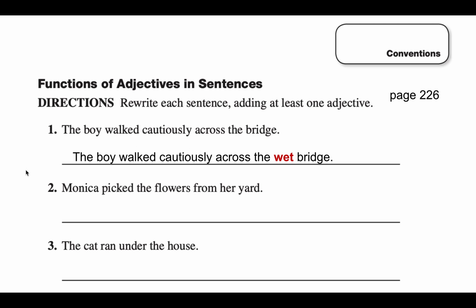Now you're going to do the same for numbers 2 and 3, rewrite them and adding in an adjective. So the nouns here that you can modify are flowers and yard. So the full sentence says, Monica picked the flowers from her yard. You might say Monica picked the red flowers from her yard, or Monica picked the flowers from her large yard.